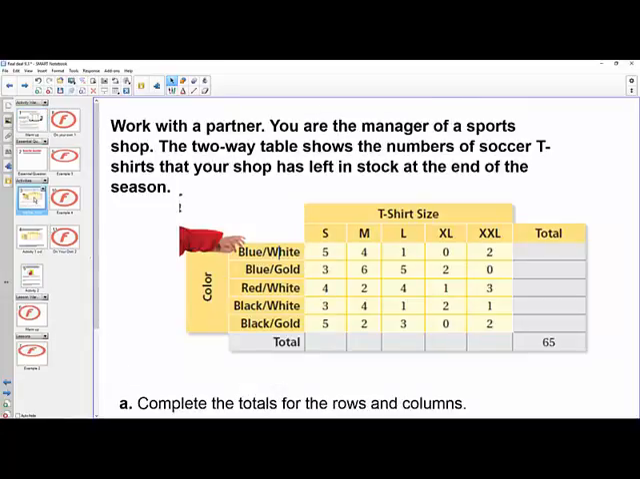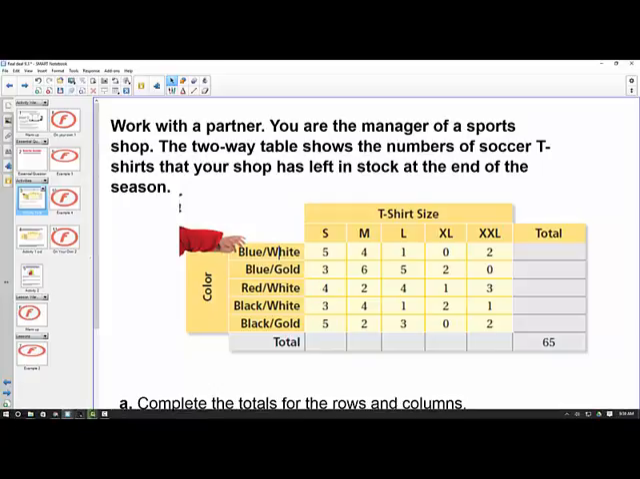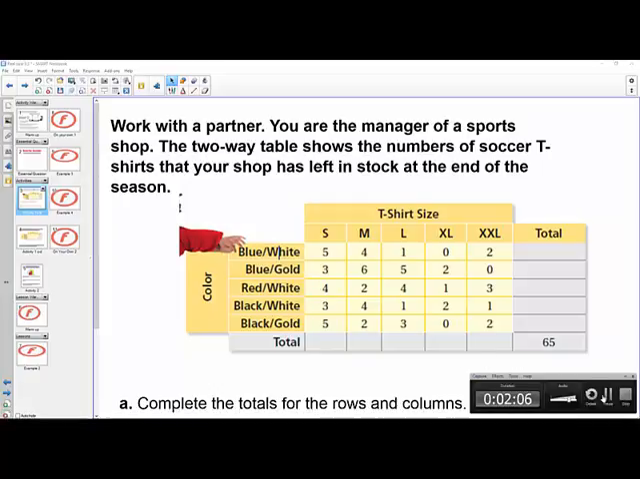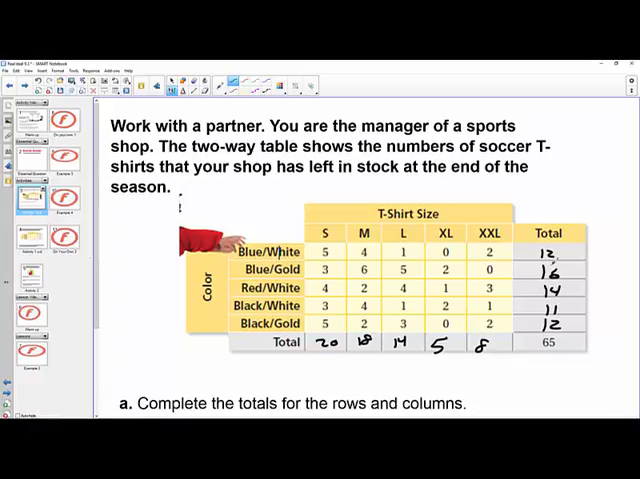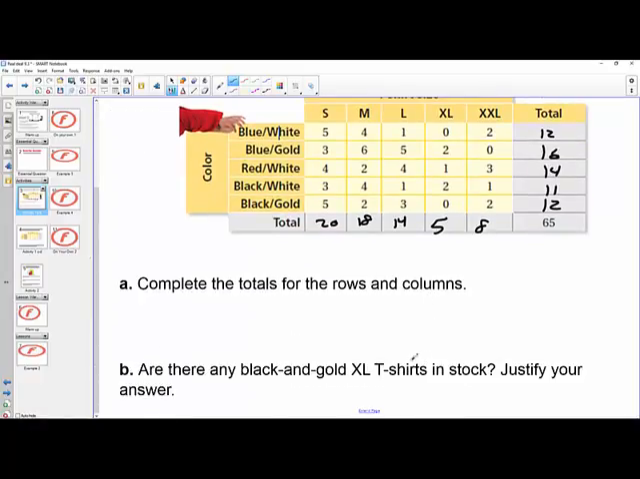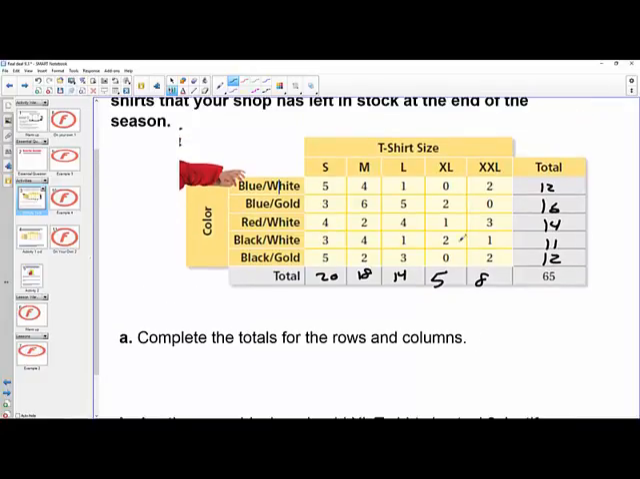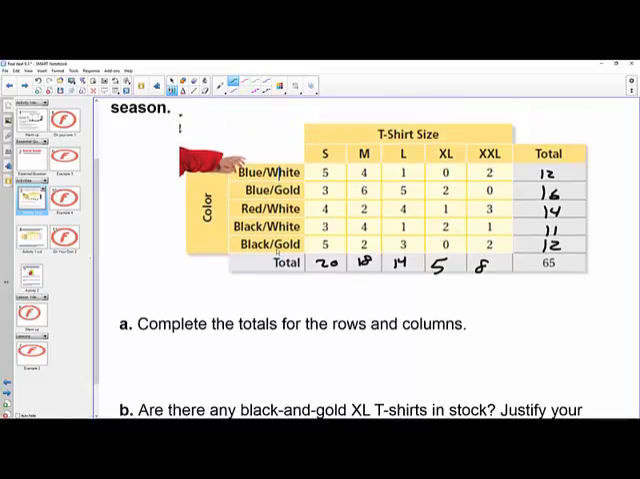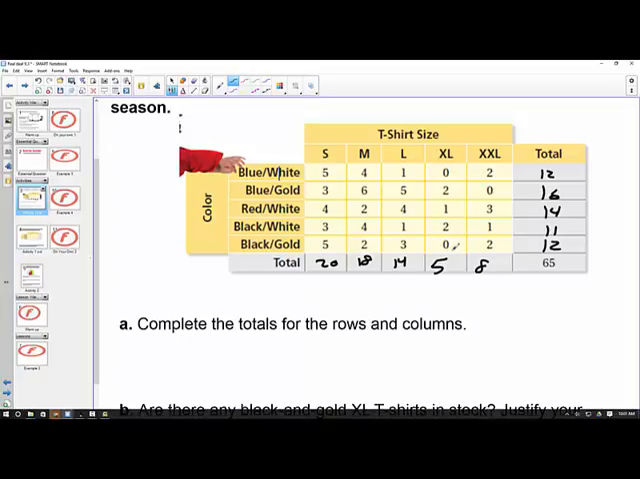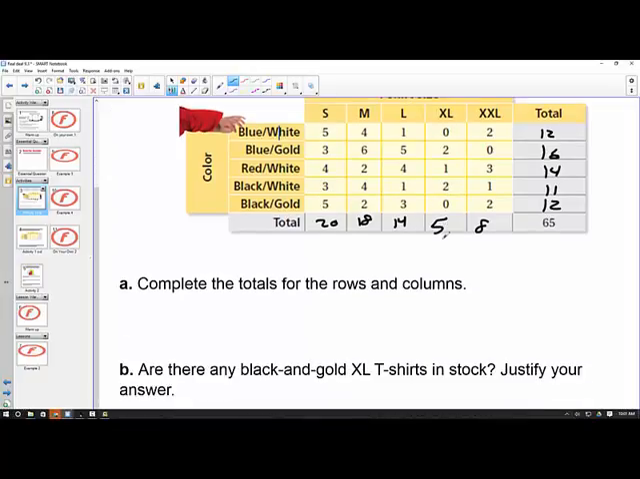All right, so when I go through here and start figuring this out, when I add these up, here are my different columns. It says, are there any black and gold XL t-shirts in stock? So I'm looking for black and gold. Black and gold, XL t-shirts in stock. No, I go black and gold, I go XL, there's none in stock.